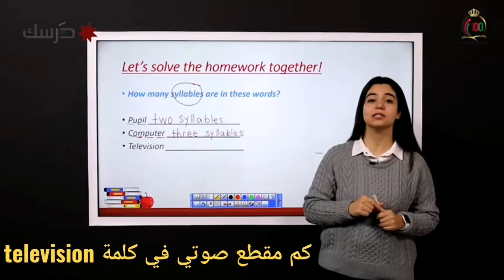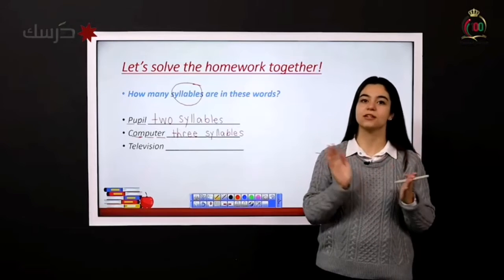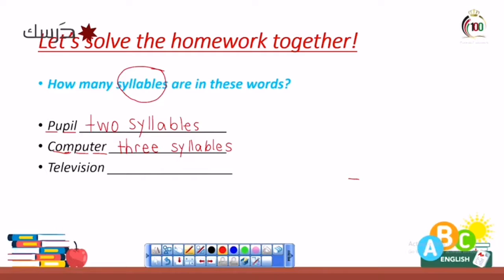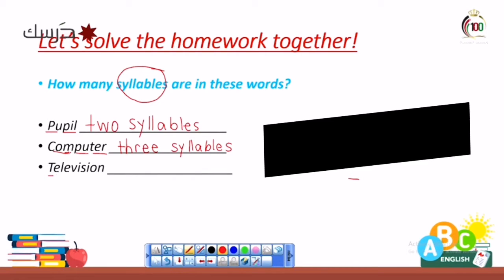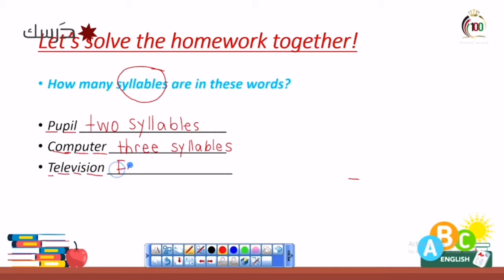Let's move to the next one. Television. How many syllables are in this word? Television. 4 syllables. Good job. Let's write them down together. Television. 4 syllables. Well done.